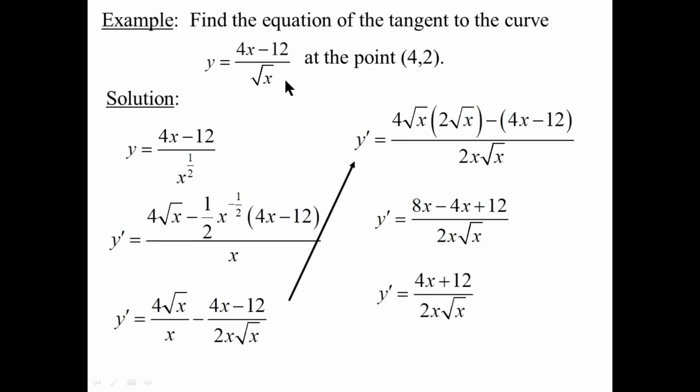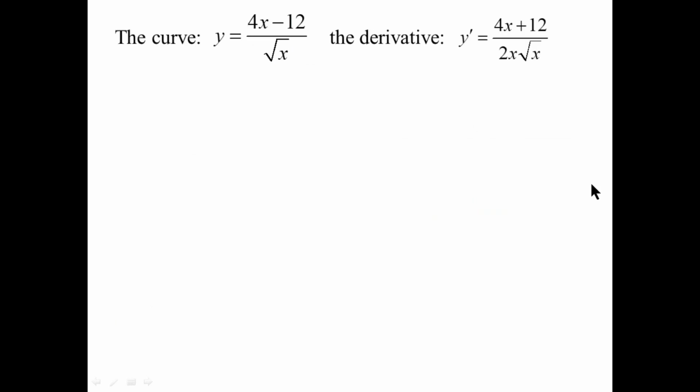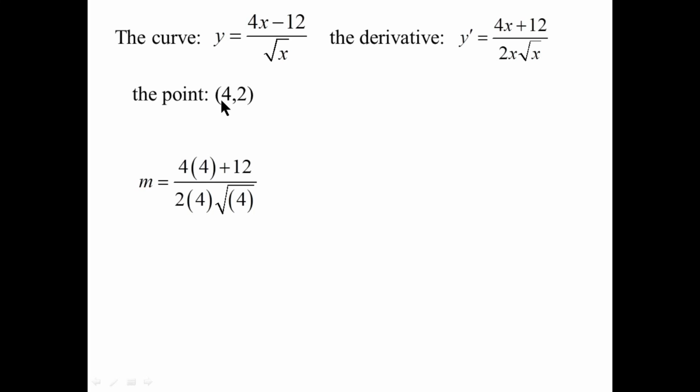So we have a curve, we have a point, we have a derivative, and we're asked for the equation of the tangent to the curve at the point. Bringing it all forward: the curve, the derivative, the point. So taking the x-coordinate from the point and subbing it into the derivative. You have to sub it into the right spot. So it will be 4 times 4 plus 12 over 2 times 4 root 4, like this.